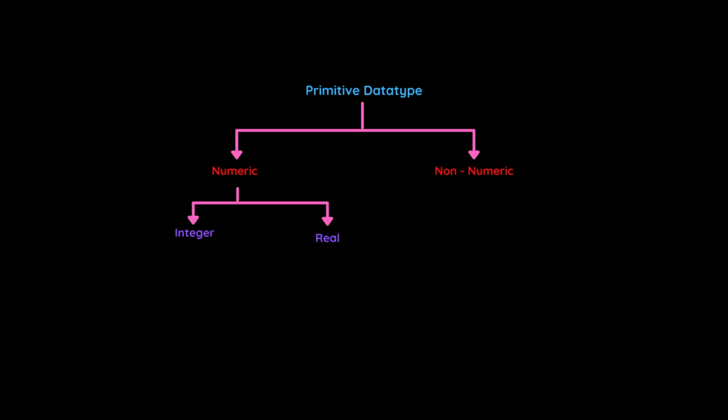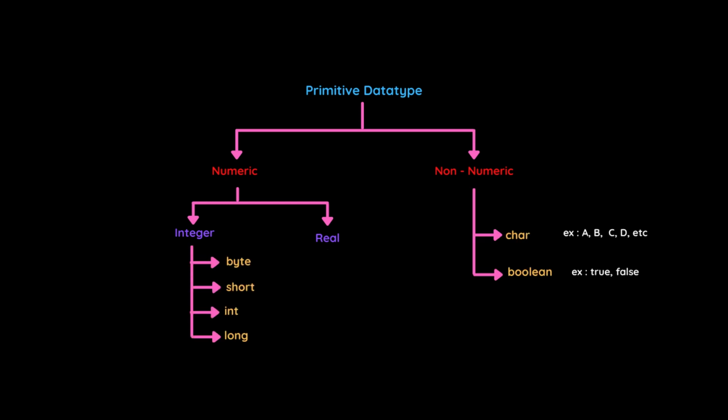As you can see, in primitive data types, we have numeric and non-numeric values. In numeric values, we have integer and real values. And in non-numeric values, we have character and boolean. There are 4 integer numeric data types in Java, which are byte, short, int and long. All these 4 data types can store only integer values like 1, 2, 10, 11, etc. The only difference between these 4 data types is that they take different space in memory and they have different ranges to store these integer values.